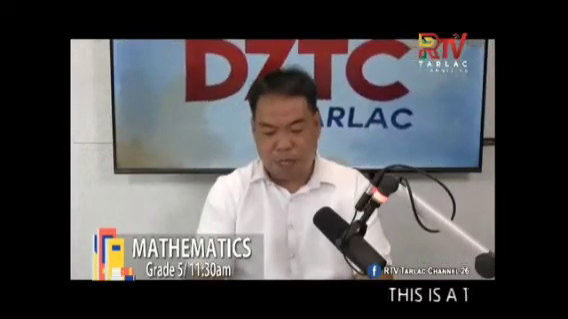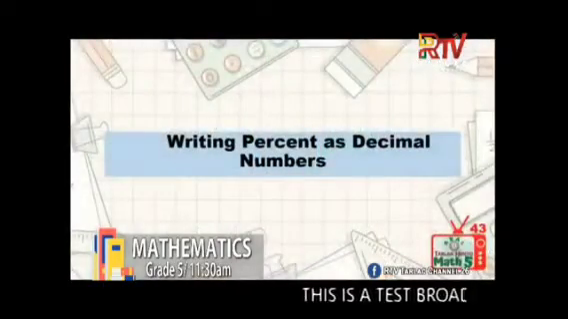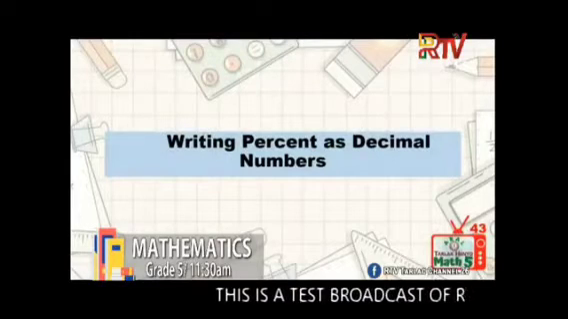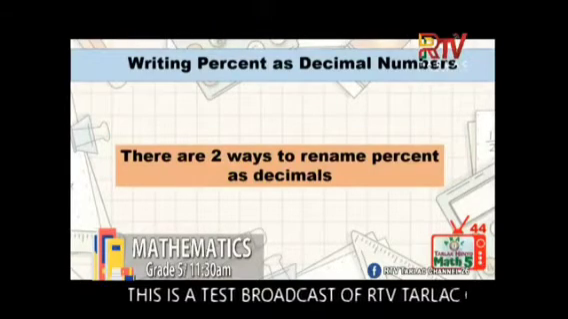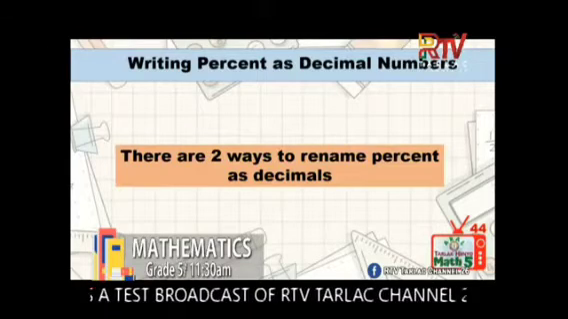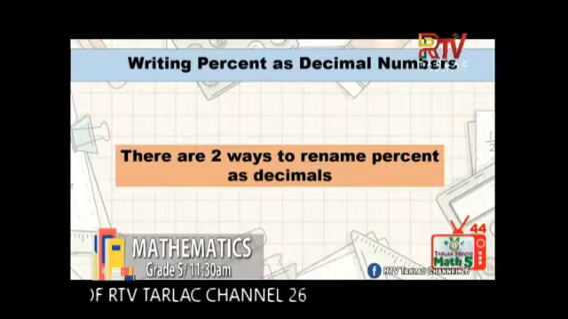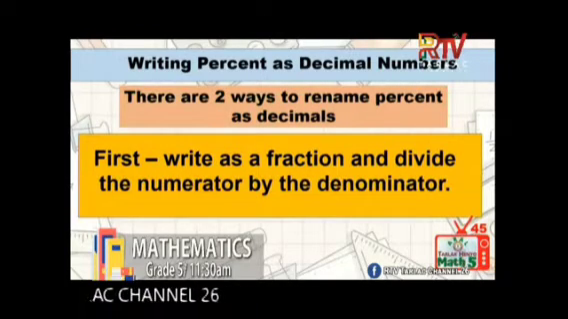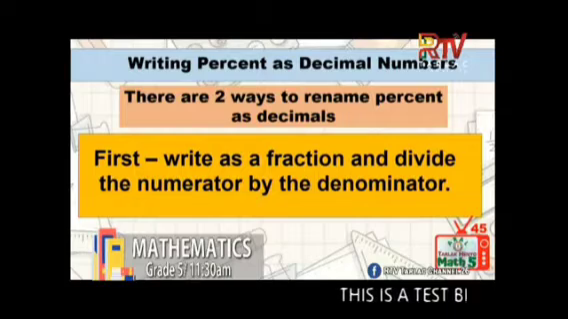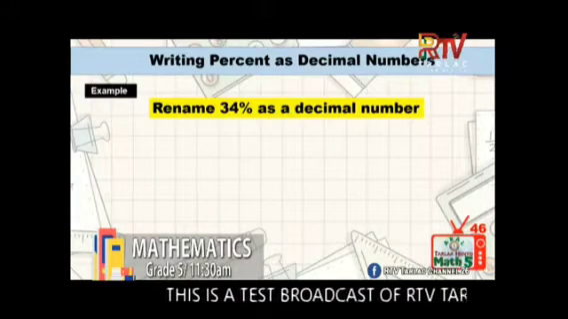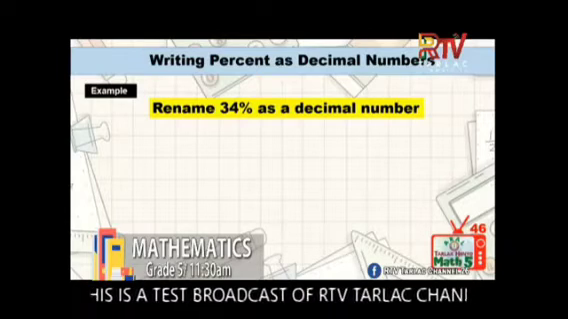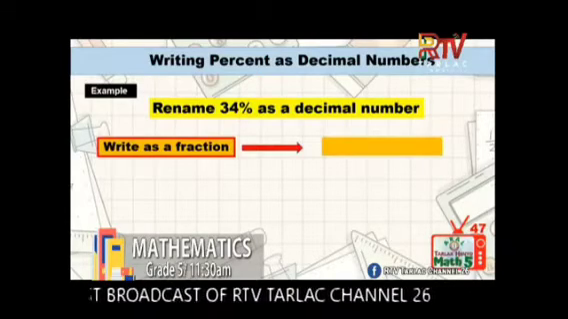Now, we're going to express percent as decimal numbers. There are two ways to convert percent to decimal numbers. First, write as a fraction and divide the numerator by the denominator. Here are our examples. Rename 34% as a decimal number. How would you write 34% as a fraction?